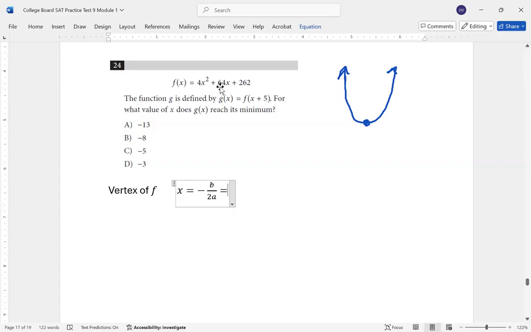In our case, the B is 64 and the A is 4. So we get negative 64 divided by 2 times 4. That's a negative 8. So we know that the vertex of F is going to have x value of negative 8. So think of the vertex of F as being a point whose x value is negative 8. And I don't know what the y value is, but we can find the y value if we like. I don't need to.